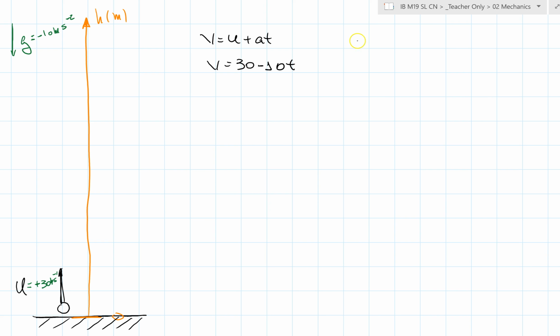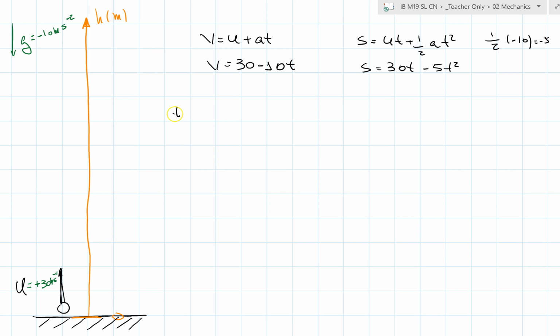And the equation for position, or for displacement, s equals ut plus 1/2 at squared, is going to become then 30t minus 5t squared, where I did 1/2 of negative 10 equals negative 5. Okay? So that's how I did that. And then what I need to do is just plug and chug, 1 second at a time.